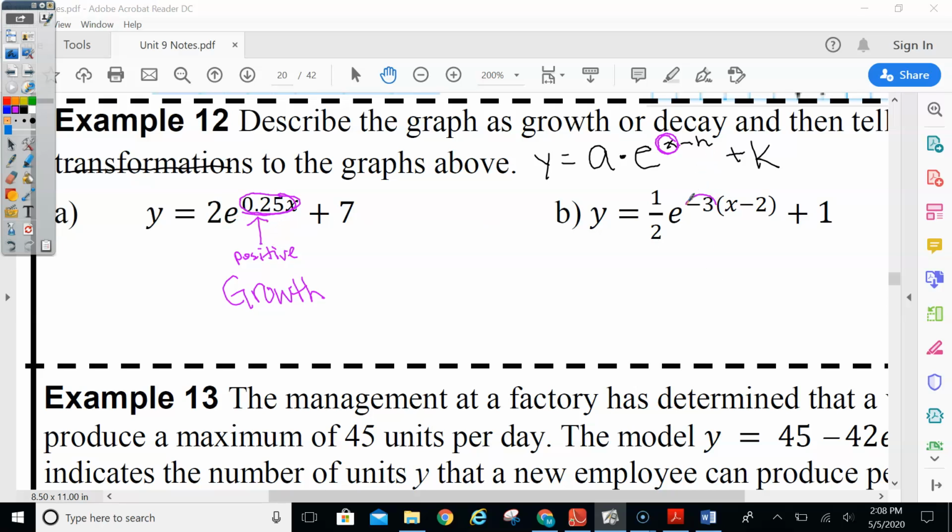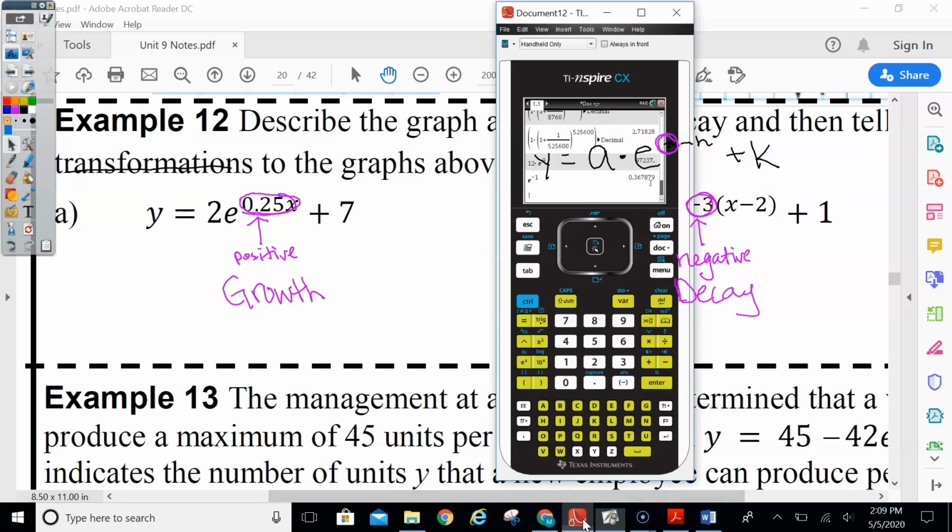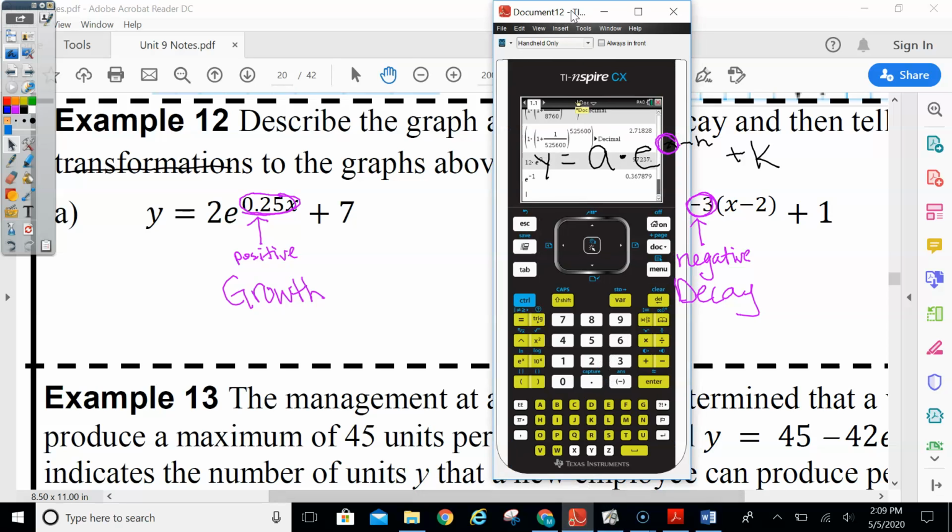Here, the exponent is negative. When I distribute it, it's going to be a negative 3x. So since it's negative, that's going to make it decay. So again, if you don't believe that, you can go to your calculator and you can actually see what these numbers are.